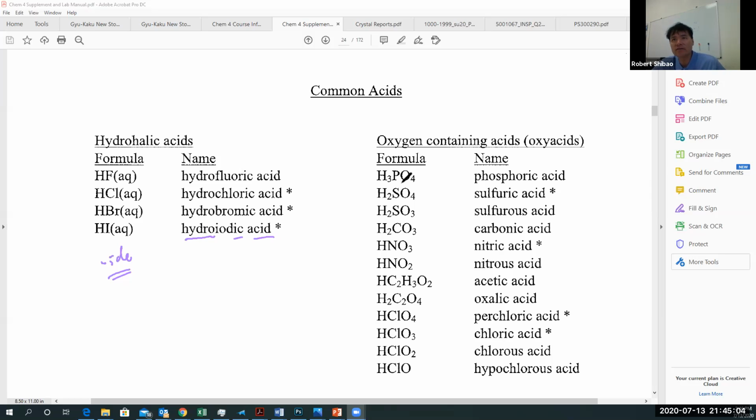This is phosphate, so phosphoric acid. Sulfate, sulfuric acid. Sulfite, sulfurous acid. Carbonate, carbonic acid. Nitrate, nitric acid. Nitrite, nitrous acid. Acetate, acetic acid. Oxalate, oxalic acid. Perchlorate, perchloric acid. Chlorate, chloric acid. Chlorite, chlorous acid. Hypochlorite, hypochlorous acid. And so just 3 variations of that we worry about there.